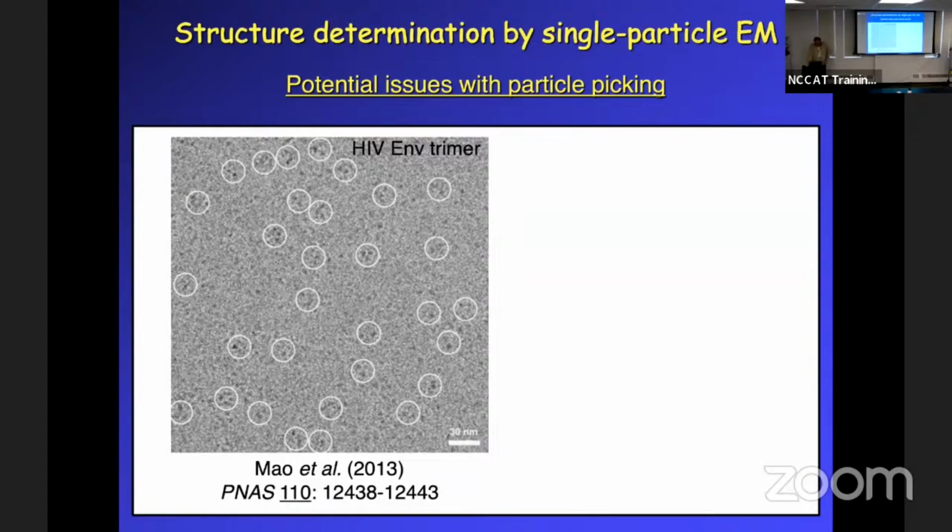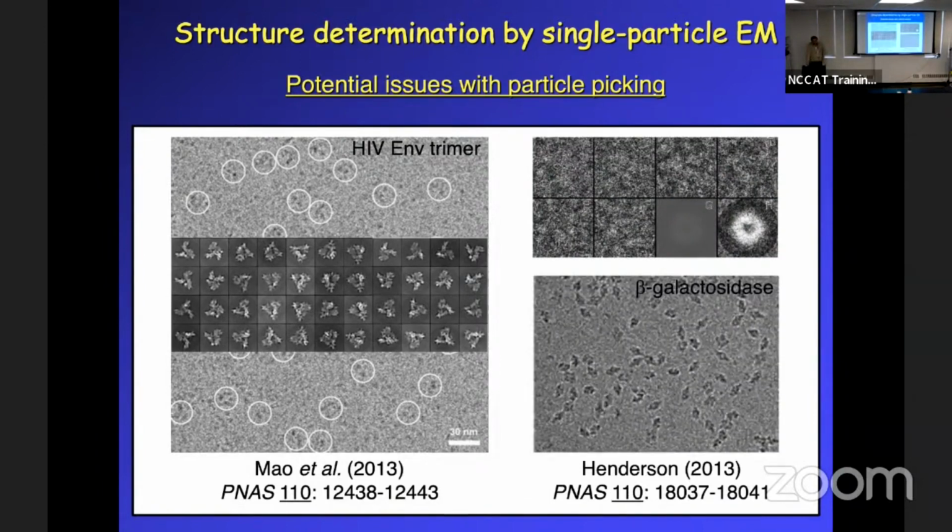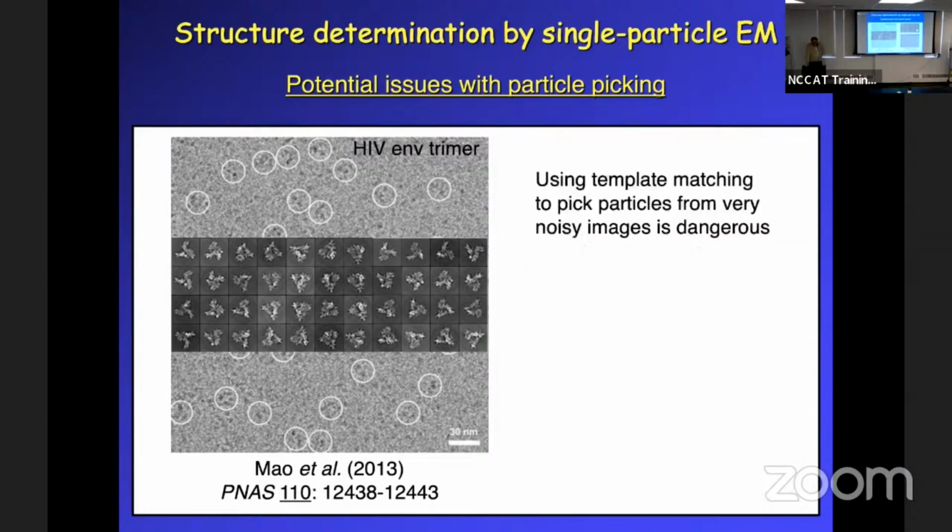In the end, to this day, I don't know how they got a 6 angstrom structure out of this, but they did, and they published it. So it's a good idea that you try, especially if you don't know what your protein looks like, to use your own data to create the references that you use later on to pick the particles.